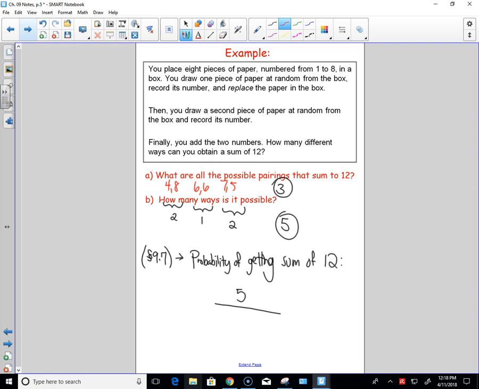Well, kiddos, can anybody think of how we would figure that out? 8. Not just 8. That's how many ways to pick out the first number, right? 8 different ways to pick the first number, but then you also have to go ahead and pick the second number.